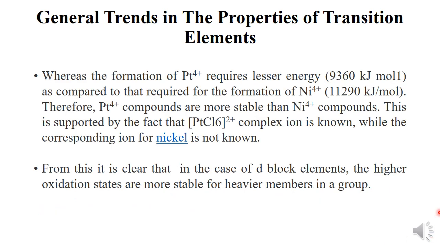So it's clear from this that the formation of platinum 4 positive ions requires lesser energy as compared to that required for the formation of nickel 4 positive. So automatically platinum 4 positive ions will be easily formed, and so these compounds are more stable than the nickel 4 positive compounds. And this is supported by the fact that this particular complex ion is known, whereas the corresponding ion for nickel is not known. Why? Because to convert the nickel into the nickel 4 positive ions, it requires a huge amount of energy. Clear? So from this, it is clear that in the case of the d block elements, the higher oxidation states are more stable for the heavier members like platinum in a group.